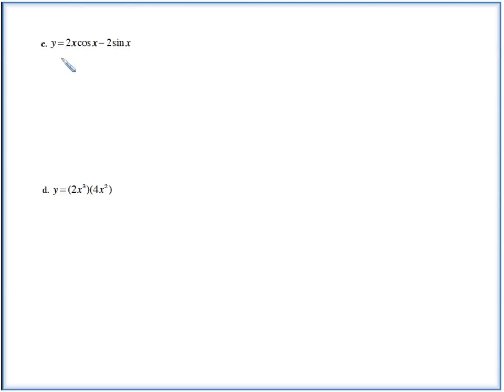All right, let's try letter C together. When we look at this, it's 2x cosine x minus 2 sine x. In this first section right here, we do have two functions. We have 2x and we have cosine x. In this second part, 2 sine x, it's true that we could write this as two functions, but we're going to use the constant multiple rule instead for this part.